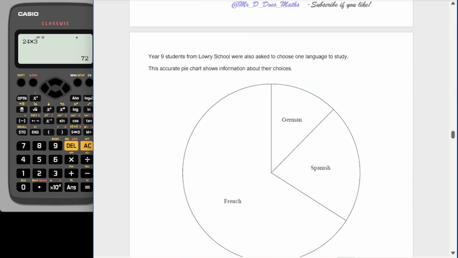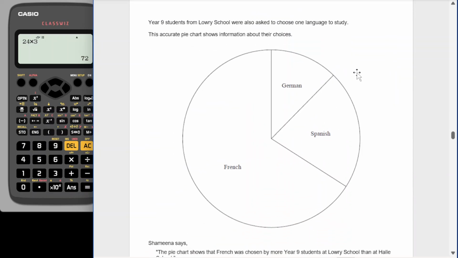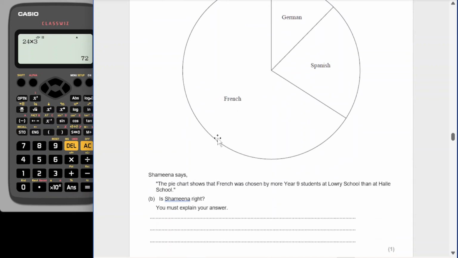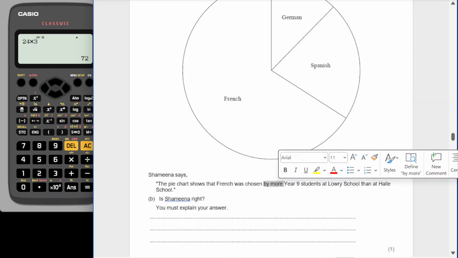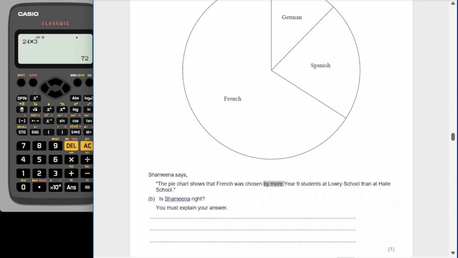Okay, same question. Year 9 students from Lowry School are also asked to choose one language to study. An accurate pie chart shows the information about their choices: French, German, Spanish. Shamina says the pie chart shows that French was chosen by more students in Year 9 in Lowry than in Halley School. Is Shamina right?